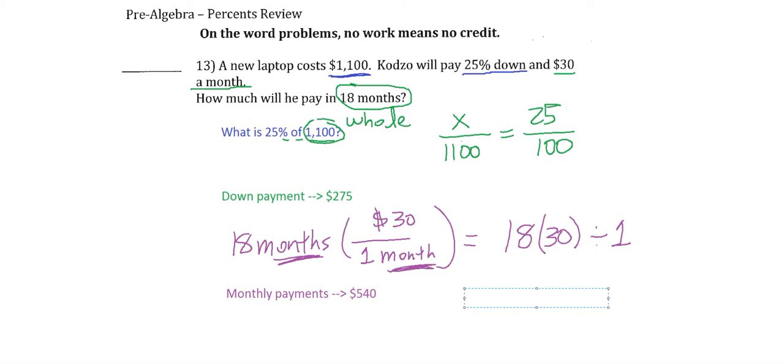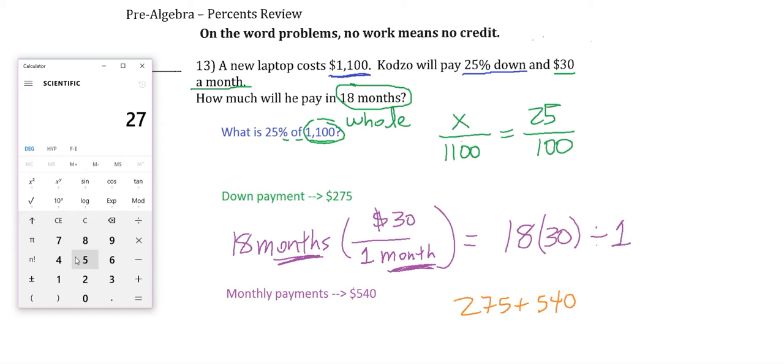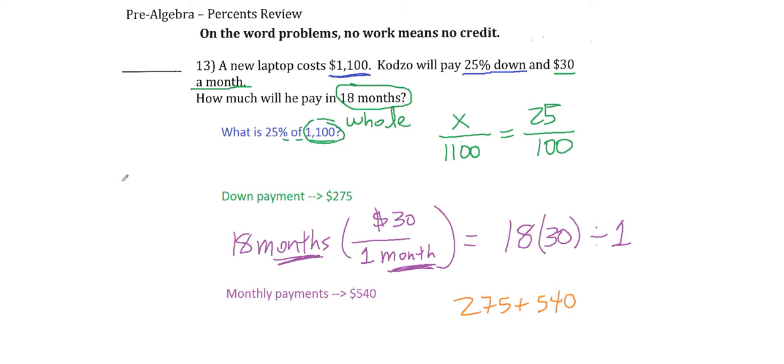Let's get the pencil here. The $275 for the down payment plus the $540 for your monthly payments. And again, we'll go to the calculator. And what's 275 plus 540? We get $815. So I'll put that up here, $815. That's the total that we're going to pay in 18 months. Down payment plus monthly payments.